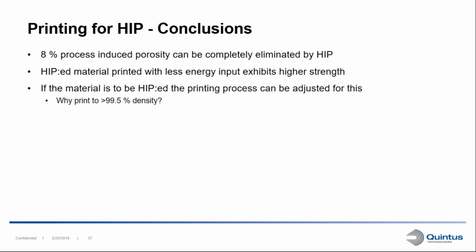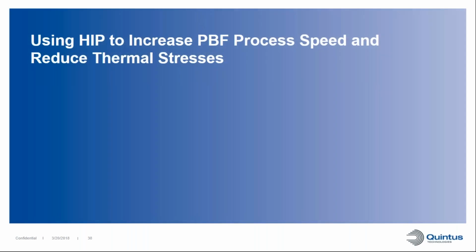So from this second part, we conclude that 8% porosity in the sample can be completely eliminated by hipping. So it's possible to allow more defects in the as-printed condition and remove all of it by hipping in the end. So the question is, why would you print to 99.5% density or above if you're doing a HIP cycle afterwards? This was quite interesting, that we can get increased strength when we're printing with less energy input. However, after this study, I think we realized that there might be even more interesting benefits with this approach.